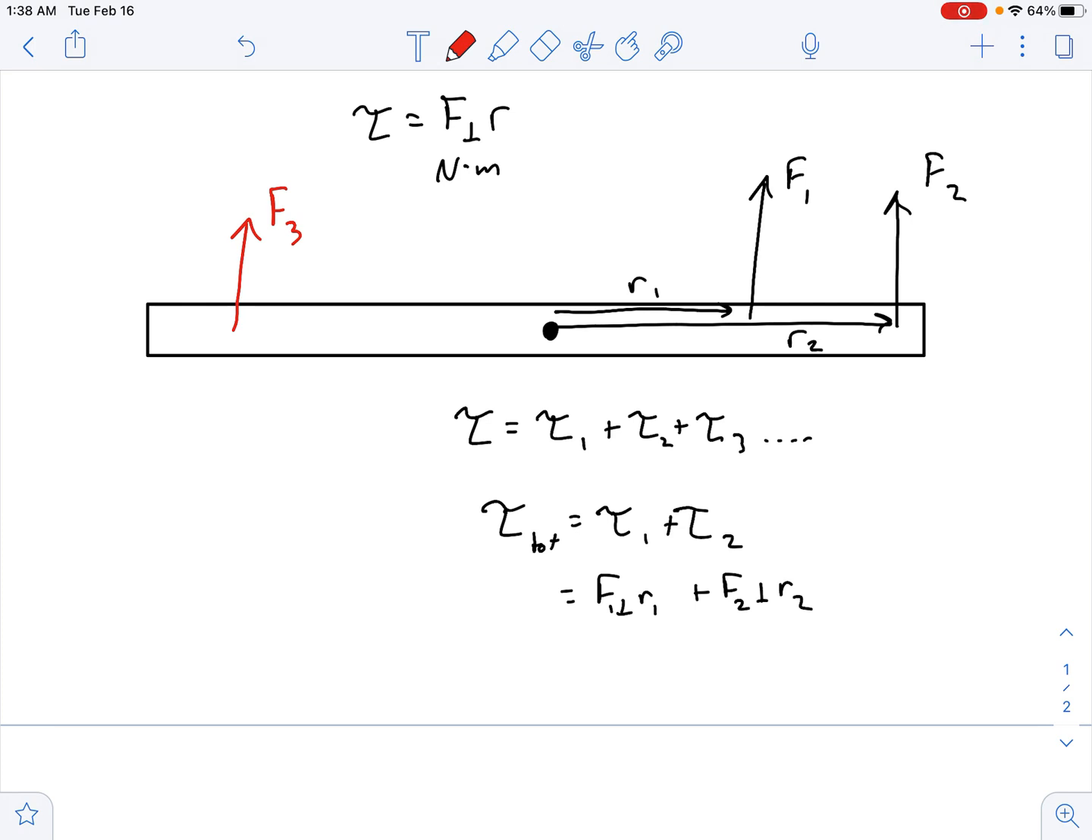That would cancel out from it, just like if we had two forces going to the right and one force going to the left. Right, that one would be in the opposite direction. That's going to cause a different spin. That is going to cause a cancellation of torques, right?